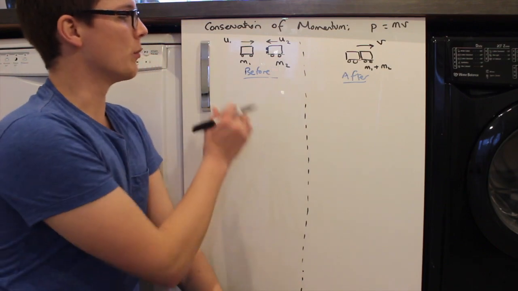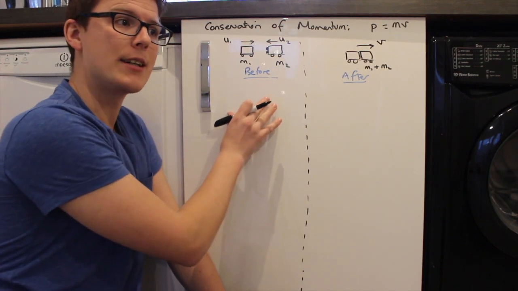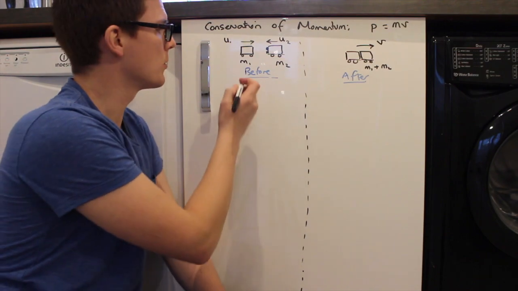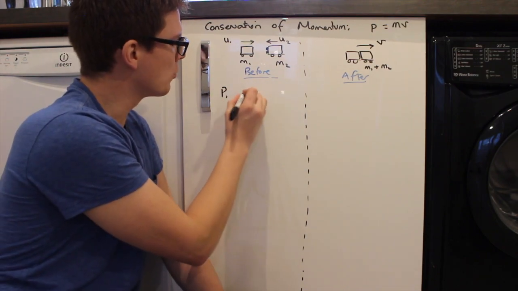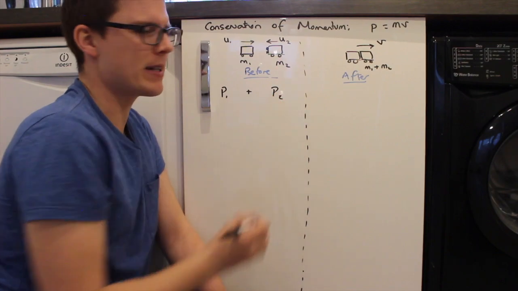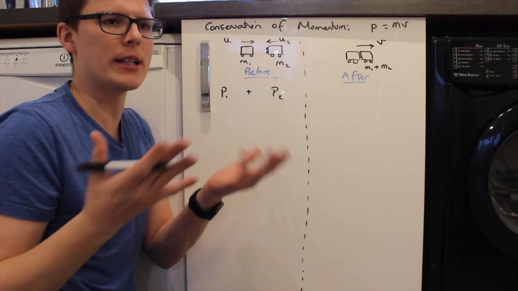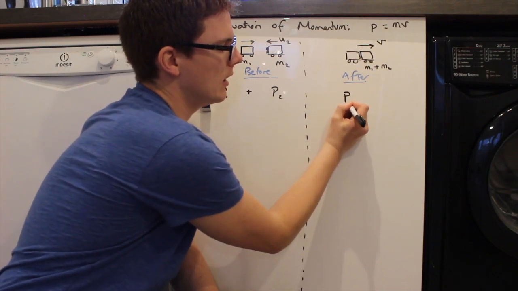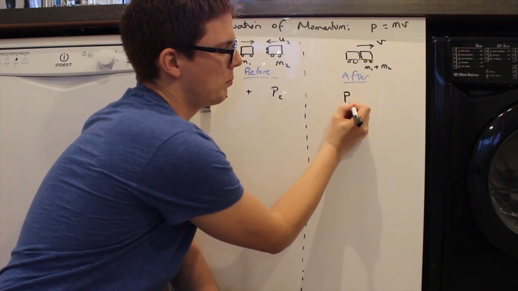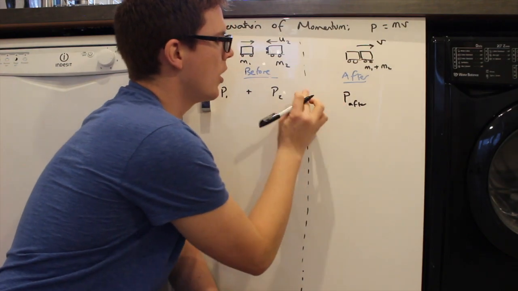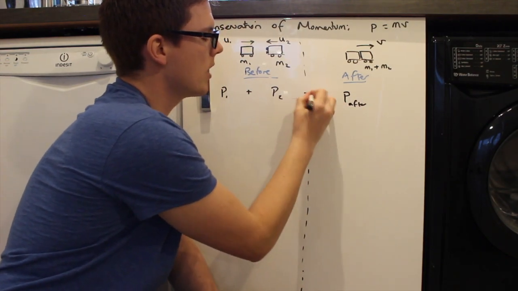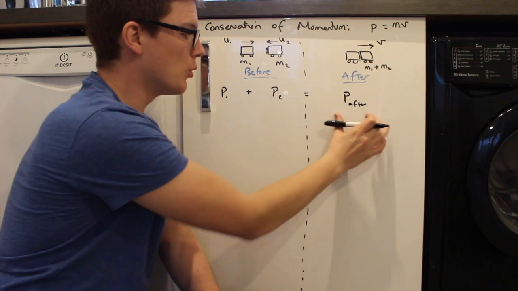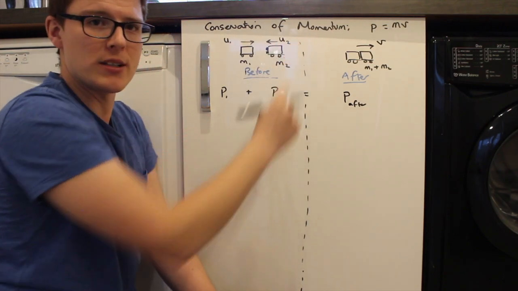So momentum, we've got two objects before, and both of those objects have their own momentum. So we've got the momentum of object 1, and we've got to add that to the momentum of object 2. So literally, when you combine momentum, you just add them. And then after, we've got p, we'll just say it's p after. So basically, the rule is the momentum of the system before must equal the momentum of the system after. That's the conservation of momentum, that's what it means.